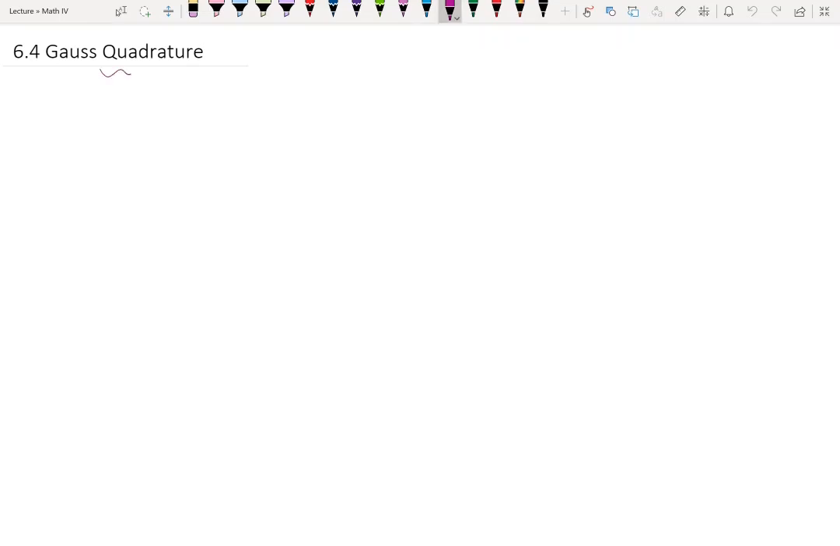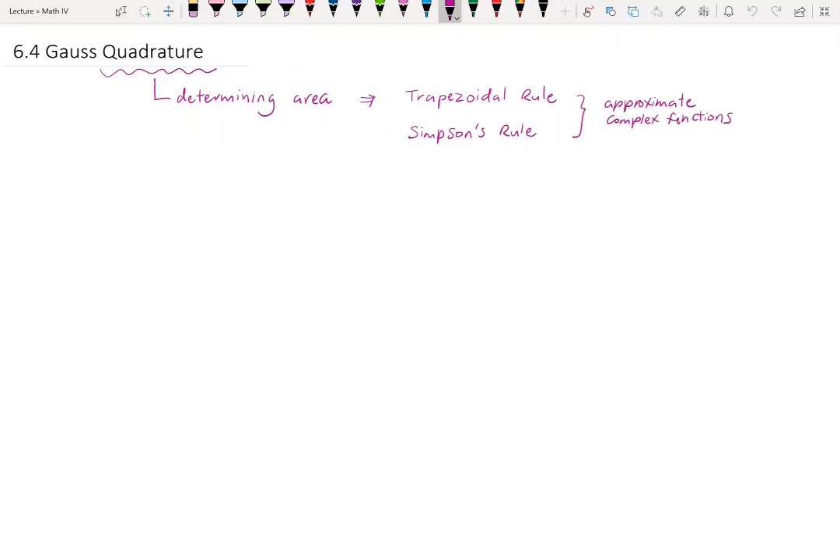The term quadrature here means determining the area. So we can say that the underlying principle of the Gauss quadrature is similar to the trapezoidal rule and Simpson's rule. Both of these methods are used to approximate complex and complicated functions. The idea of Gauss quadrature is we replace our function with the respective equation, and the selection of equation depends on the type of Gauss quadrature that we want to use.